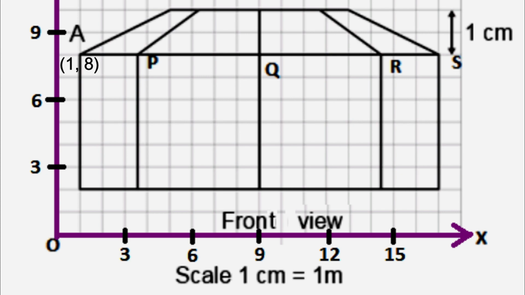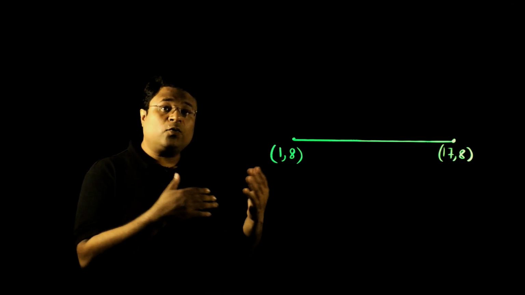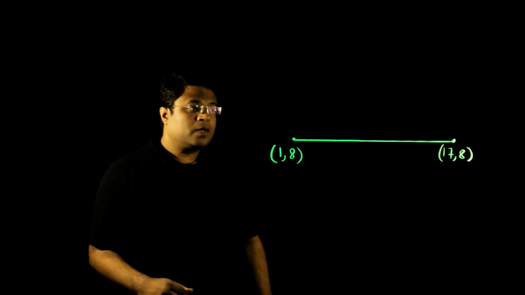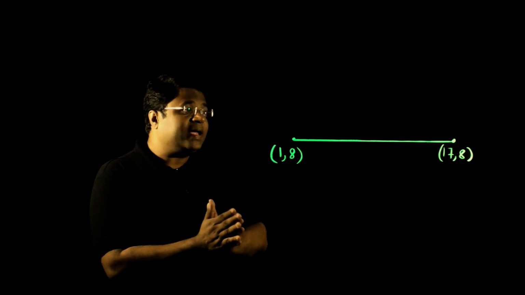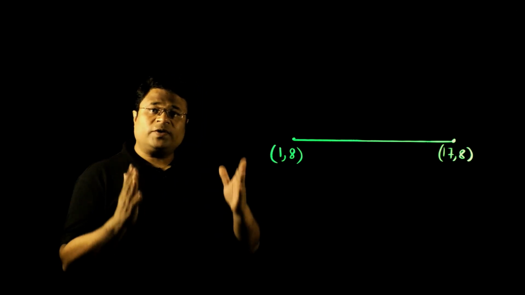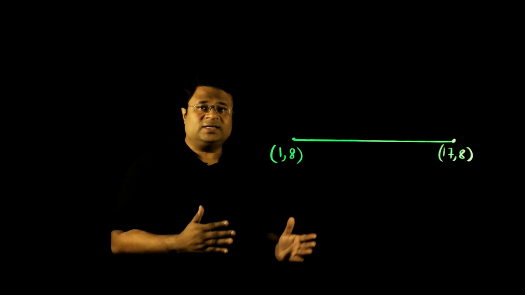Okay? Let's write down the coordinates of point S. It would be 17, 8. So, have a look at these 2 points. Now have a quick look here. The points are 1, 8 and 17, 8. Of course, you can apply the distance formula to get the distance.